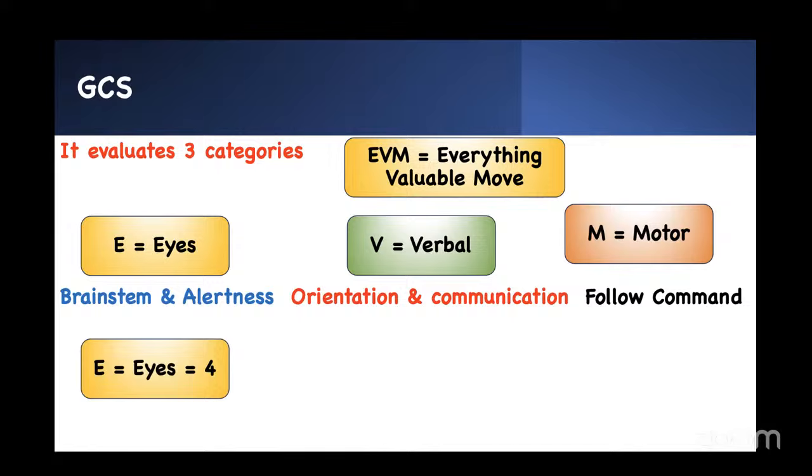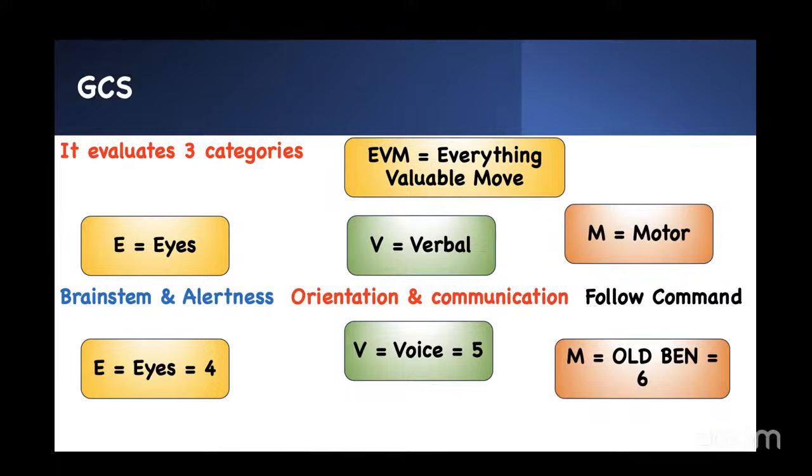The E will give you a score of 4. And then the V, your verbal, you get a score of 5. So when you're calculating, the motor will give you a score of 6. In actual fact, the total GCS is 15. If you're not doing anything at all, you're going to be 3. There's no 0 GCS. There's either 3 or all the way to 15. That means your eyes are doing fine, verbal 100%, and your motor is excellent.